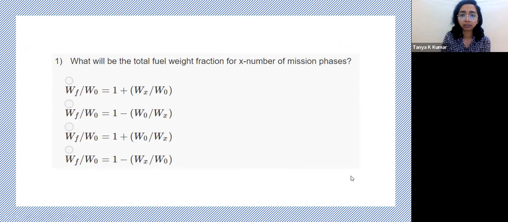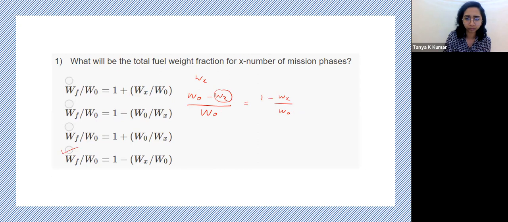So what will be the total fuel fraction for X number of mission phases? Let's write this down. Suppose the weight required to fly for X missions is Wx. So the initial weight was W0 minus Wx, that is the amount of weight you require to fly for X missions. By weight fraction, how do you do it? You divide it by the initial value. What does this amount to? 1 minus Wx by W0, right? So Wx is the amount of fuel that you require to fly for the X missions.